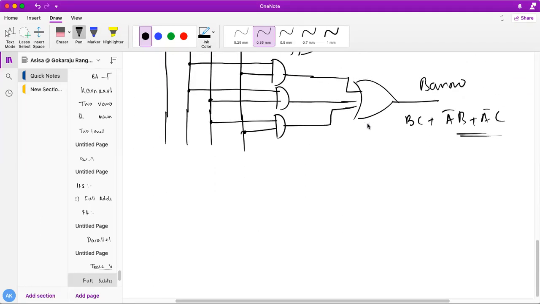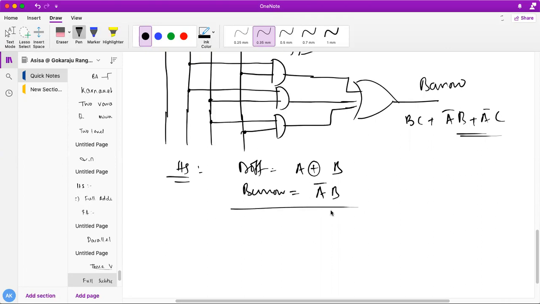That also will be a very important question, students. So see here what we can do. So I'm just doing it. What is my half subtractor? For the half subtractor, the difference is nothing else, my A XOR B. We have already done this, and borrow is what? Borrow for the half subtractor is A bar B. Okay, borrow is A bar B.